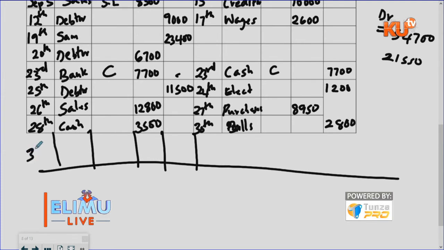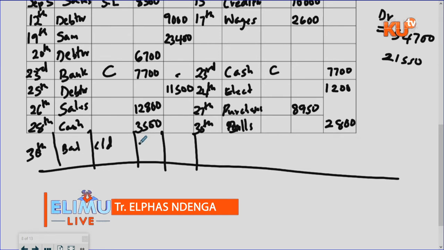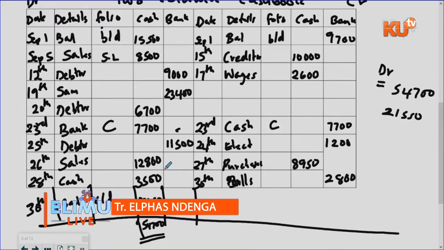On 30th. That is now balance carried down. Cash, that is how much? 33,150. So that now it gives us a total of 54,700. Let's get the total for bank.